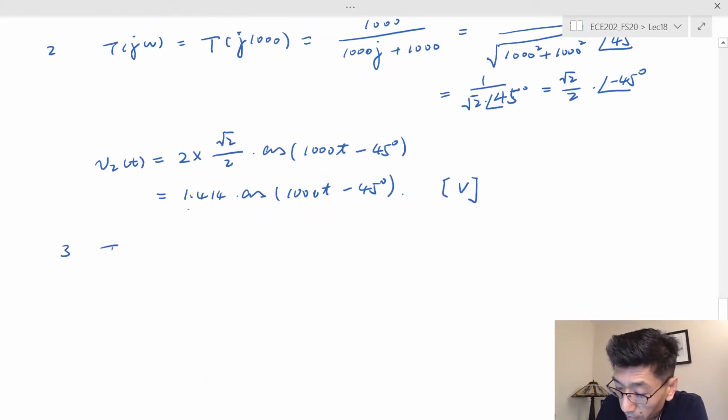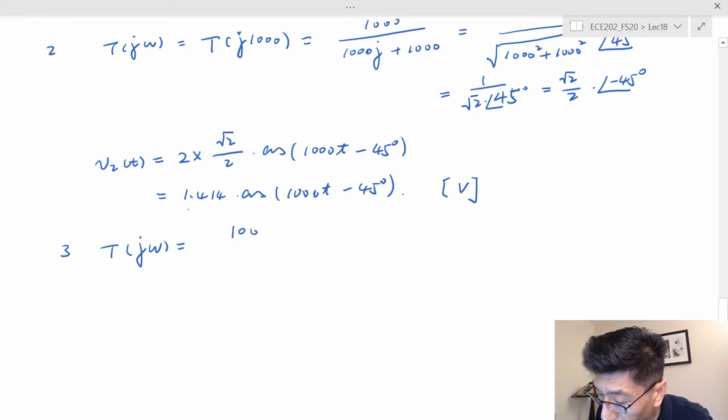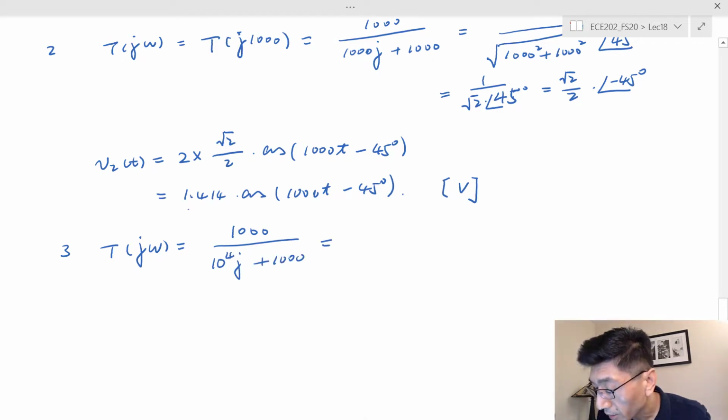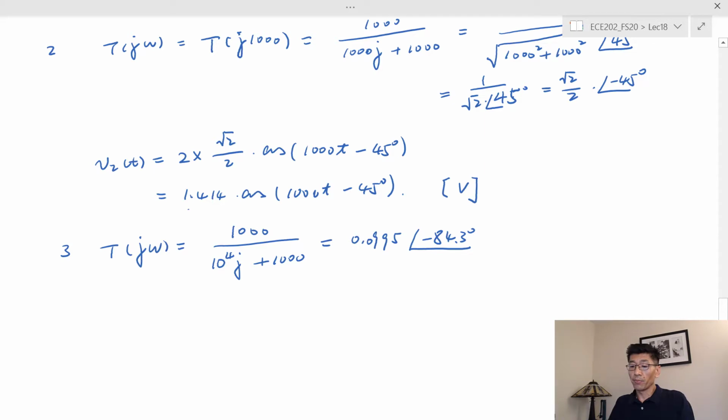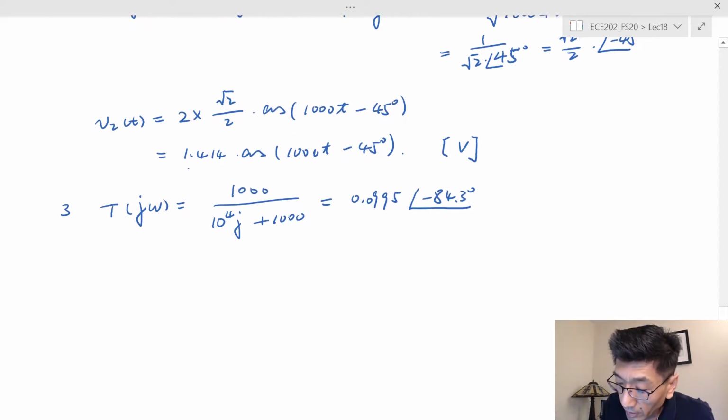Let's see the case at 10,000 radians per second. For the third one, T(j omega) is T(j10,000), which is 1,000 over 10 to the power 4 j plus 1,000. You can do a similar calculation, and we got 0.0995 with a phase angle of negative 84.3 degrees.